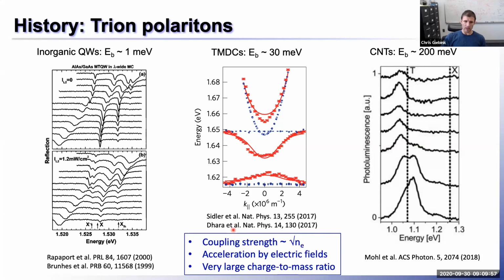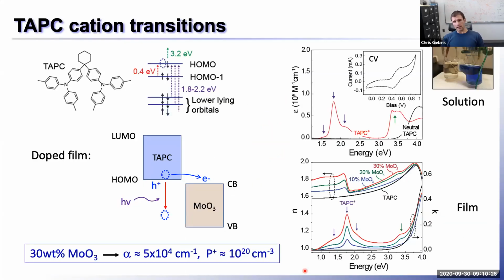And in all these cases, the coupling strength depends on the density of charges, not only on the square root of the charge density. And there's this expectation that you can accelerate these charged polaritons with electric fields. And potentially a very interesting particle that results because of the very low effective mass of the polariton. You get something with a very large charge to mass ratio, which is kind of interesting from a fundamental physics standpoint. In the case of molecules, we're going to couple to these Polaron transitions in solid state.